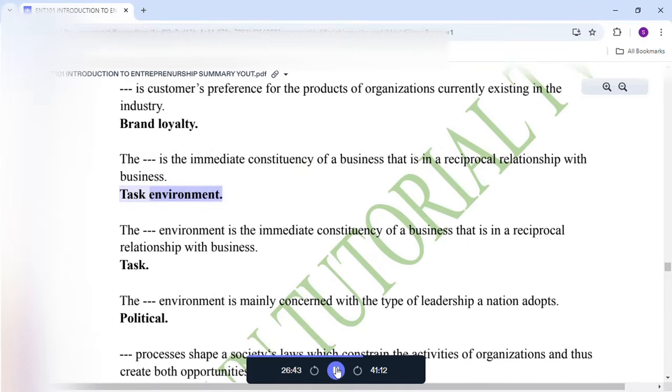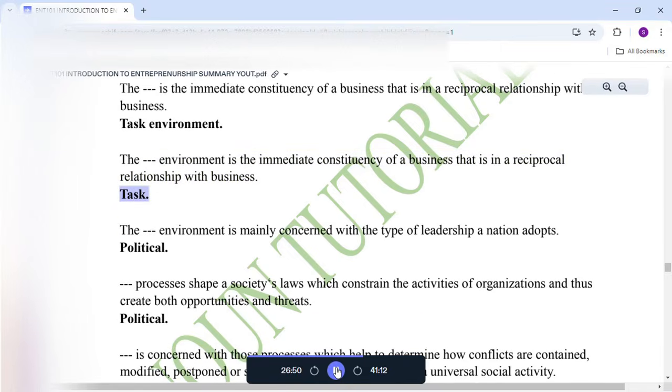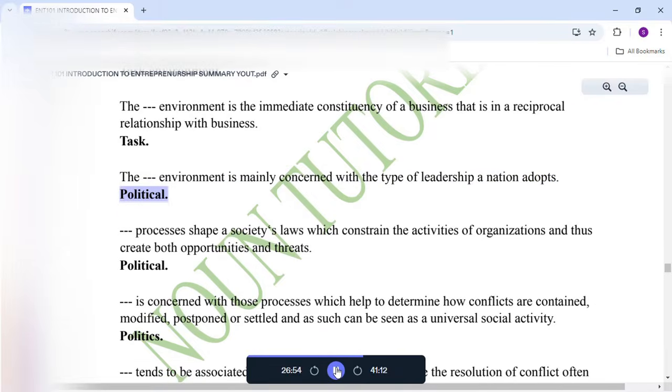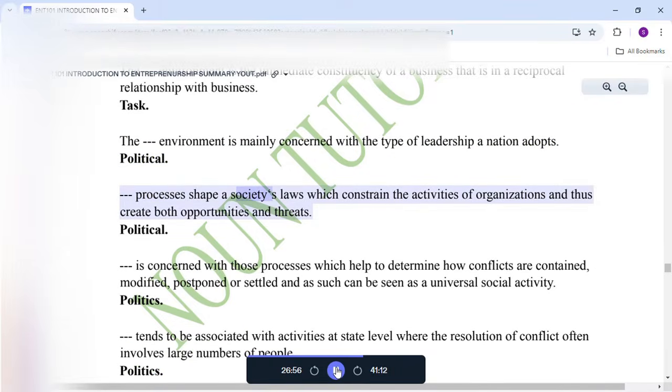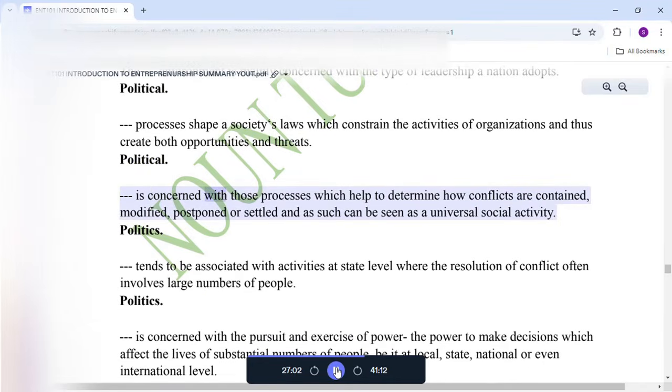The task environment is the immediate constituency of a business that is in a reciprocal relationship with the business. The political environment is mainly concerned with the type of leadership a nation adopts. Political processes shape a society's laws which constrain the activities of organizations and thus create both opportunities and threats.